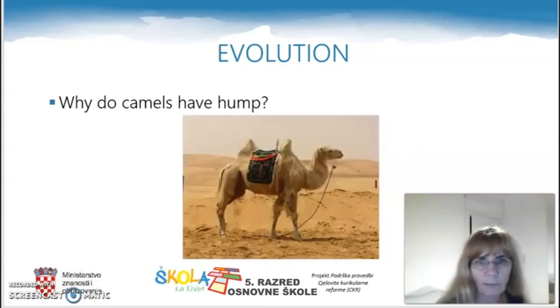And also camels. Why do camels have a hump? Well, the humps are full of fat, so that camels can live without food and water for several days. They simply adapted to the habitat, to the desert, because they cannot find food and water every day. And they have to store food and water.